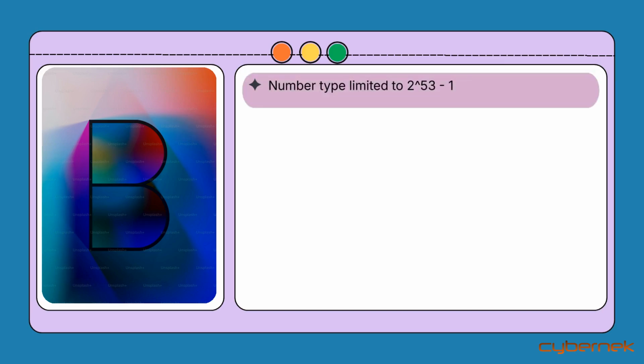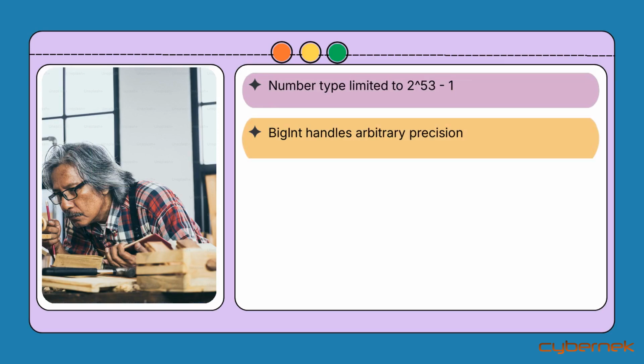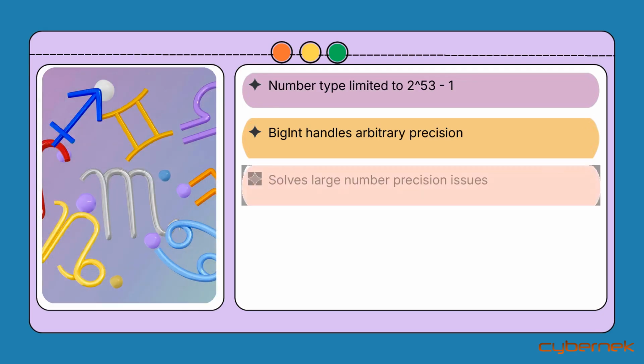JavaScript's number type can safely represent integers up to 2 to the power of 53 minus 1. But what if you need bigger numbers? Enter BigInt, which can represent integers of arbitrary precision.